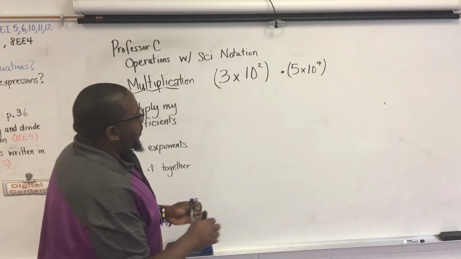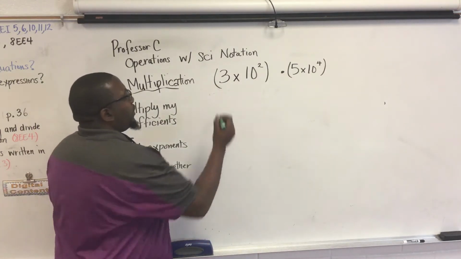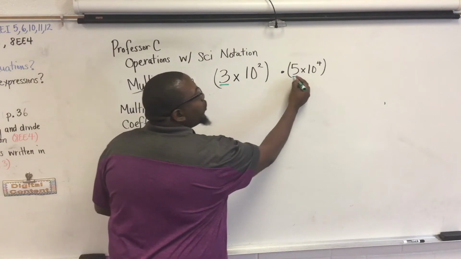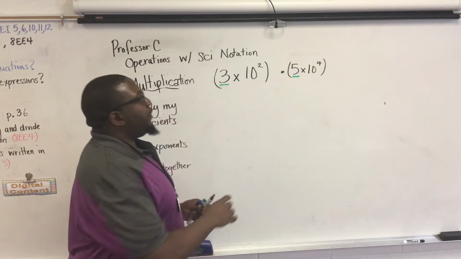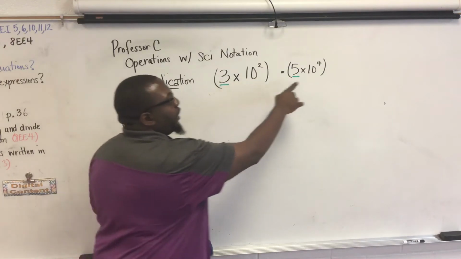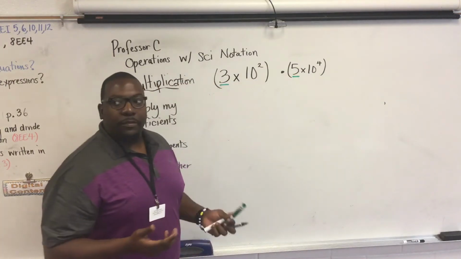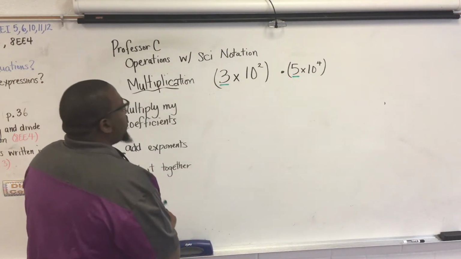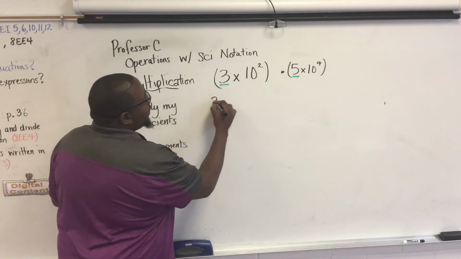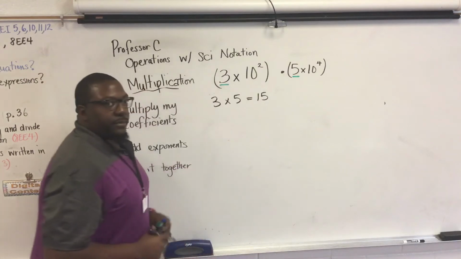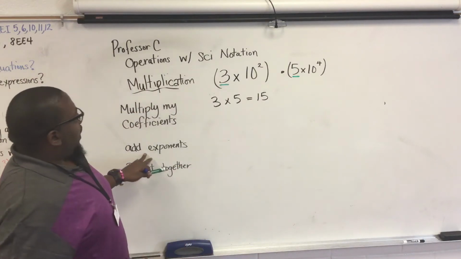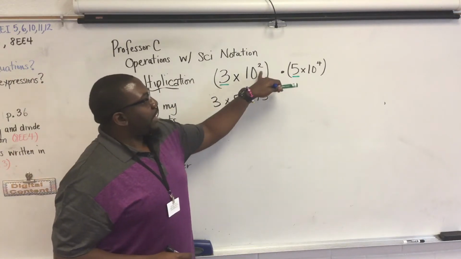The coefficients are the numbers that do not have an exponent, okay? They come before the base and its exponent in both examples, or both numbers, okay? So, if I multiply 3 times 5, we realize that that is 15. Good. Adding exponents is the second part.